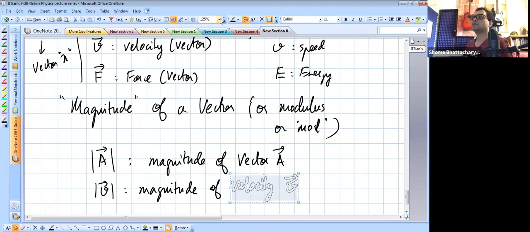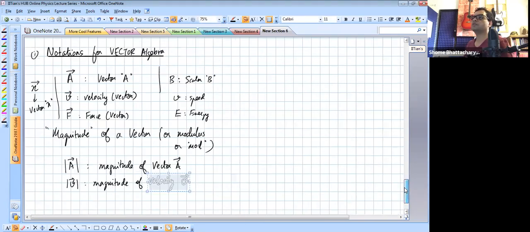I'll just minimize this a little. It's very important that you understand the difference between the symbols that we use now for scalars and the symbols that we use for vectors.